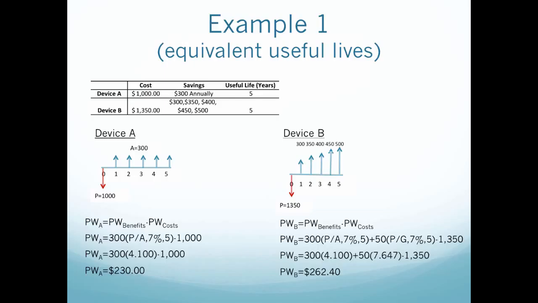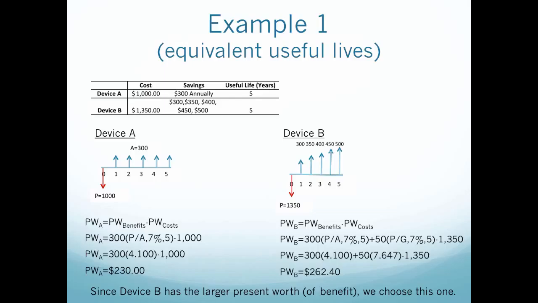present worth is $262.40. So once again, that just means that whole cash flow diagram is equivalent to $262.40 today. So that is a benefit, or that is money coming to me or deposited to me, $262 today.